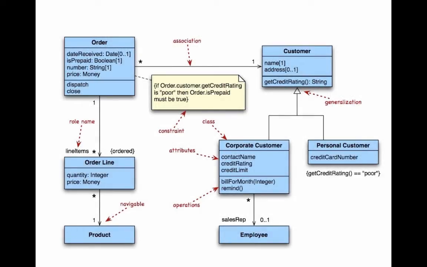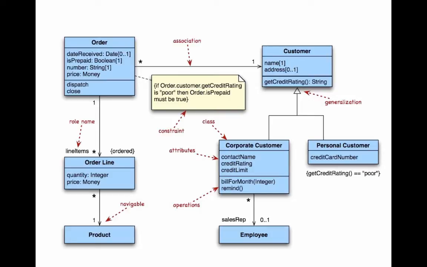Okay, let's get back to the class diagram. We were looking at the order class. In addition to the date received attribute, the order class also has a Boolean attribute is prepaid, an attribute named number that's a string, and an attribute named price that has type money. You may think the number attribute should have type integer. That's a design decision you're going to have to make when you create your design model.